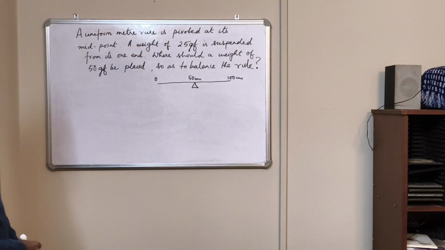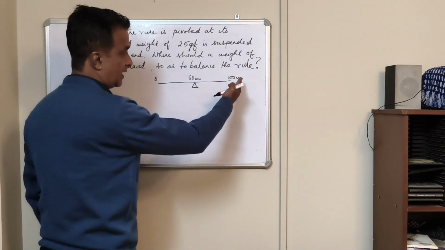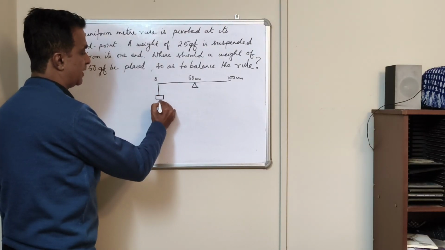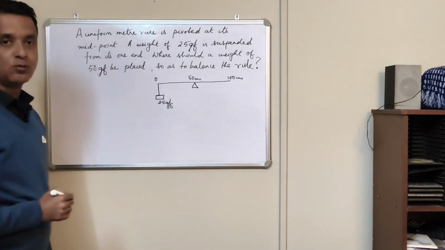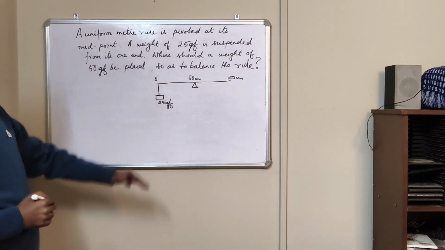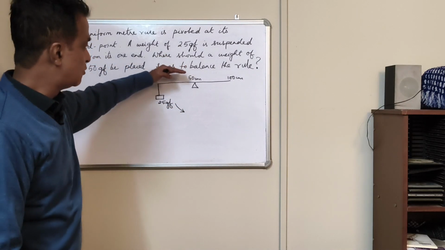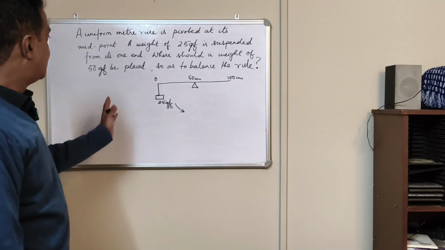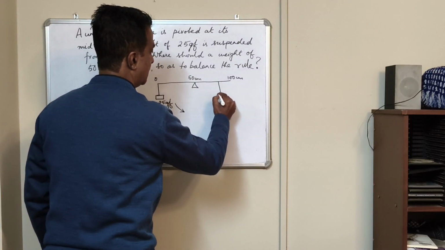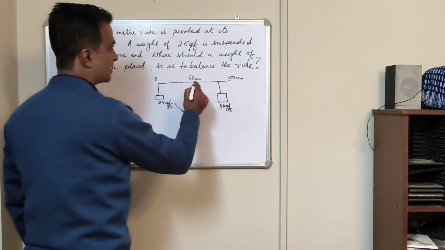A weight of 25 gf is suspended from its one end. Now it's upon us to choose which end we want to suspend the weight from. Supposing I decide to put it here. Where should a weight of 50 gf be placed so as to balance the rule? As we can see here, this 25 gf force is creating an anti-clockwise moment due to which this ruler is trying to fall down. So obviously we have to put the 50 gf on the other side. 50 gf somewhere, we don't know where exactly, but here is your 50 gf. And we move the thread such that it gets balanced.